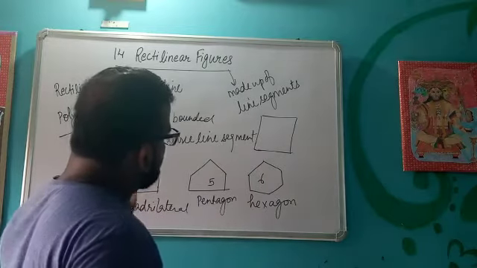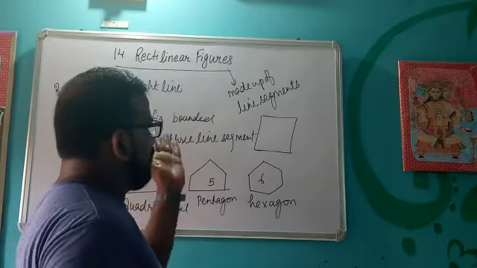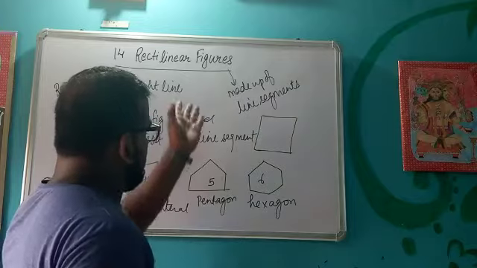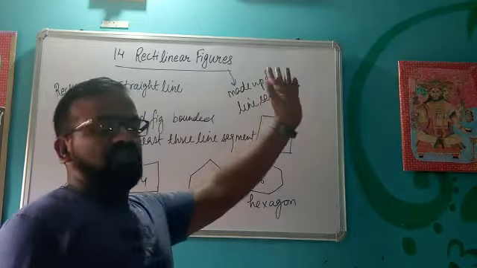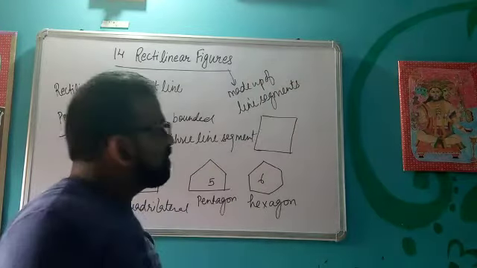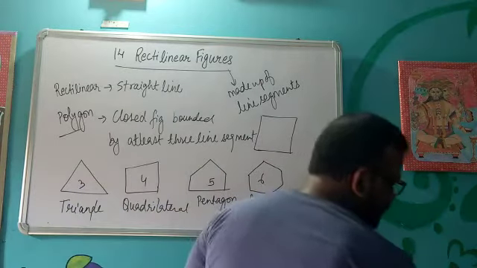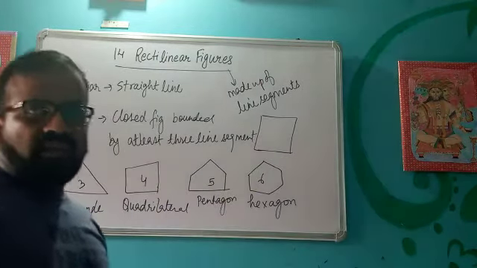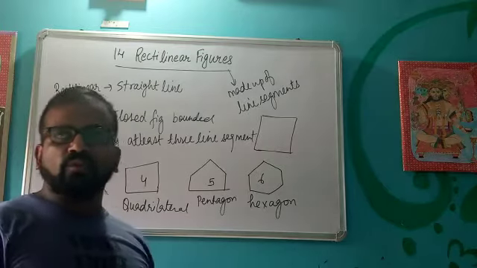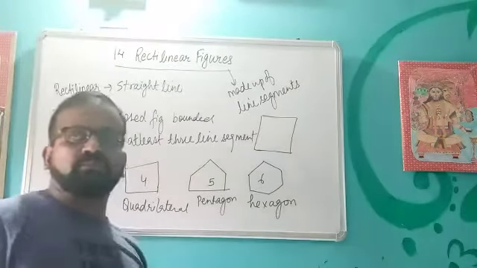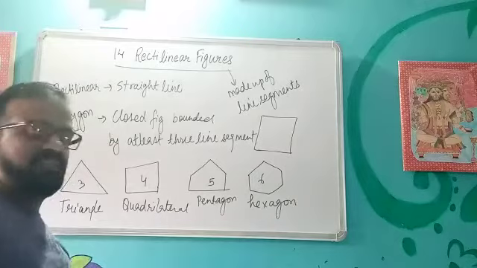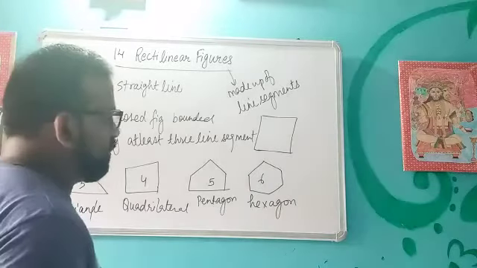So a polygon is a closed figure bounded by at least 3 line segments, and a rectilinear figure is made up of straight lines or line segments. We will discuss a few rectilinear figures in this chapter, like rectangle, square, parallelogram, rhombus, and we will do questions based upon this. First of all, let's see a few facts about polygons.